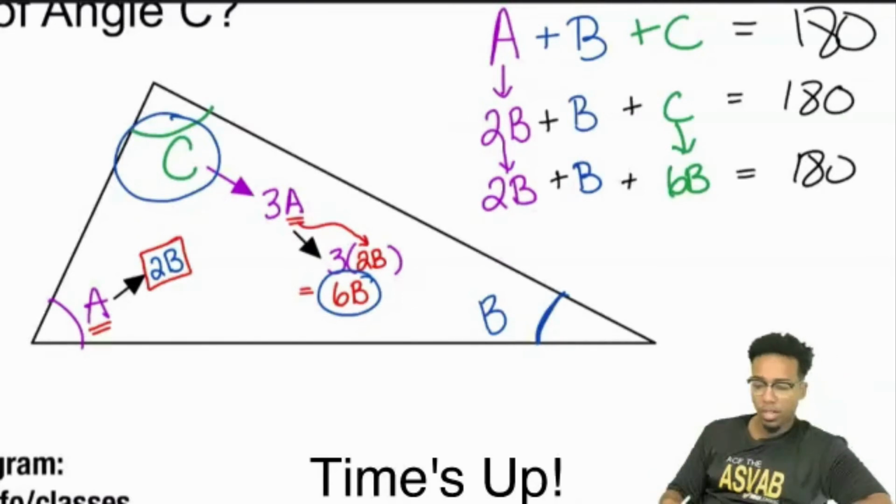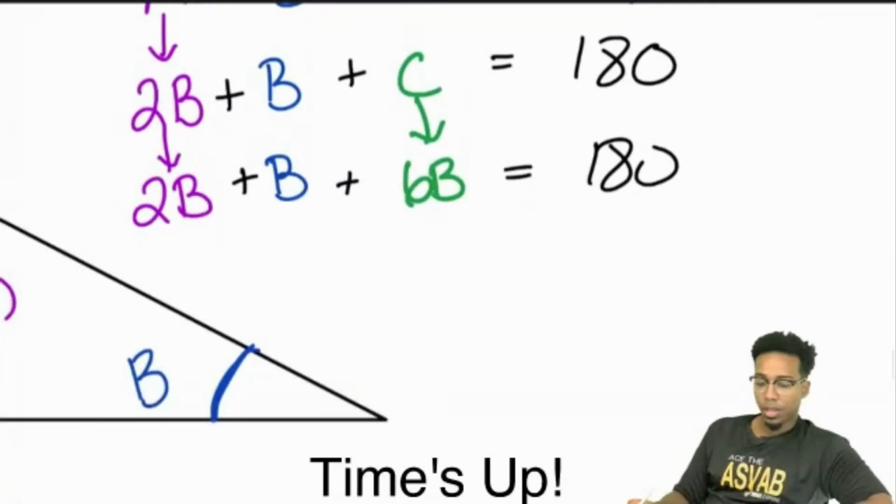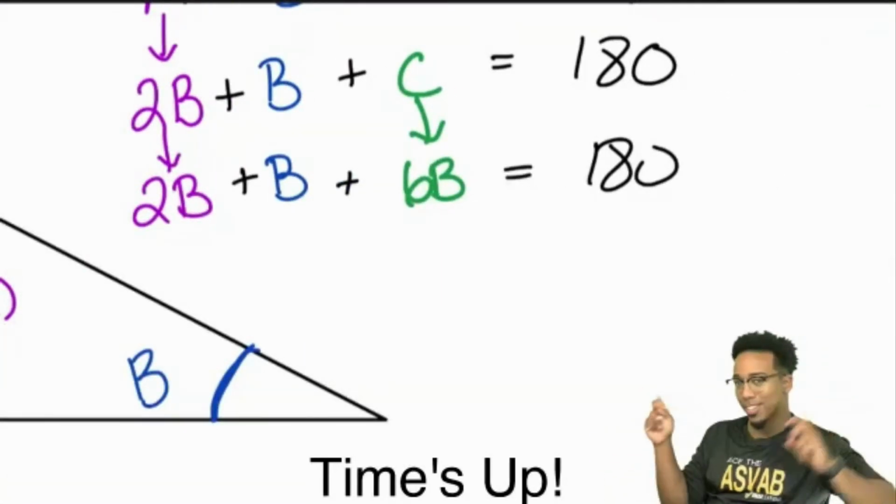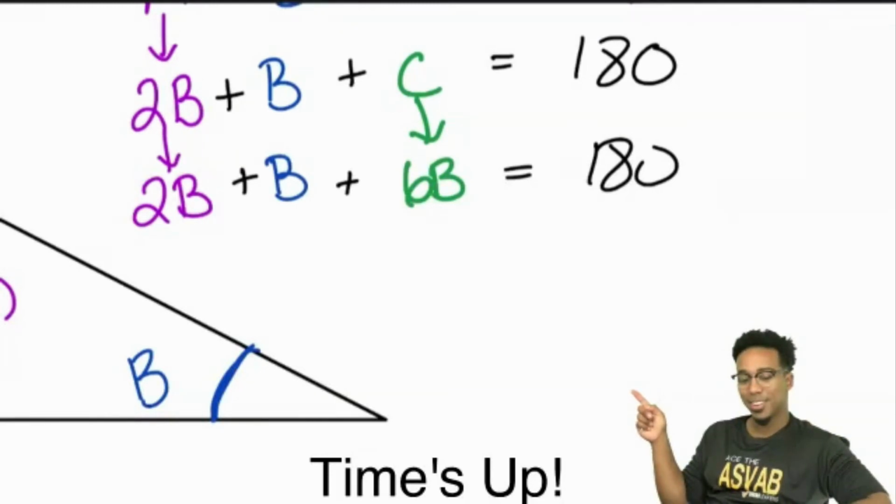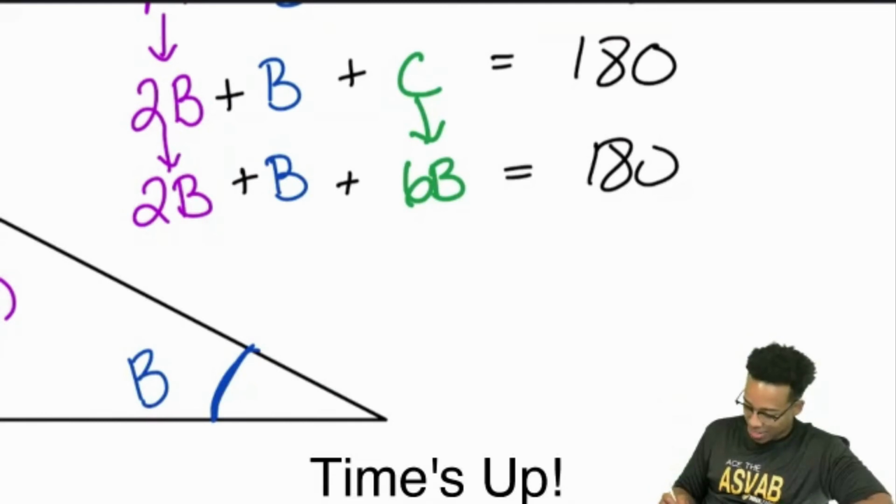Because if we're solving an equation, everybody, aren't we able to combine like terms here? Aren't we able to do that now? 2B plus B plus 6B. Everybody, if we add all these together, what does that turn into?